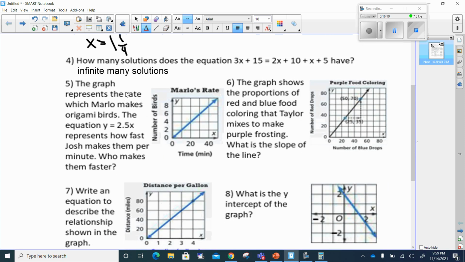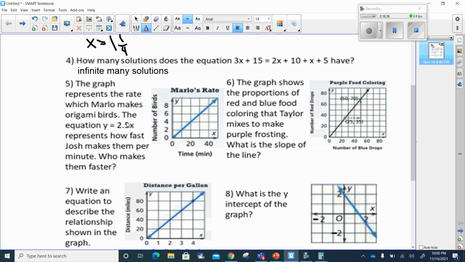The graph represents the rate which Marlowe makes origami birds. The equation y equals 2.5x represents how fast Josh makes them per minute. Who makes them faster? Well, Marlowe is making them at a rate of, well, let's see over here. He's making 2 birds. It looks like 10 minutes because if this is 20 minutes, this must be 10. So 2 birds in 10 minutes.